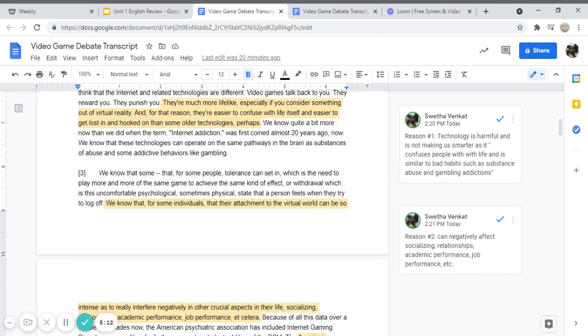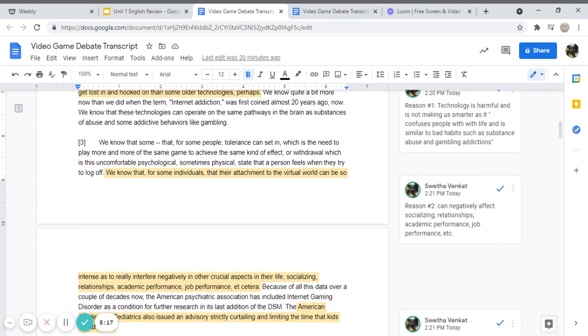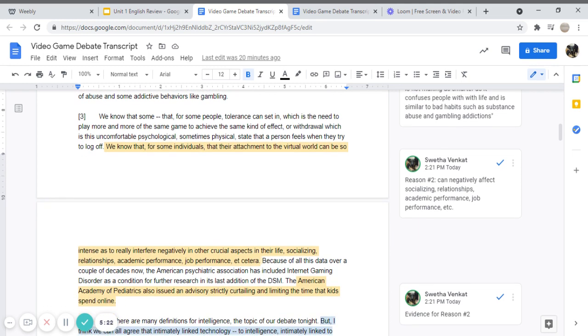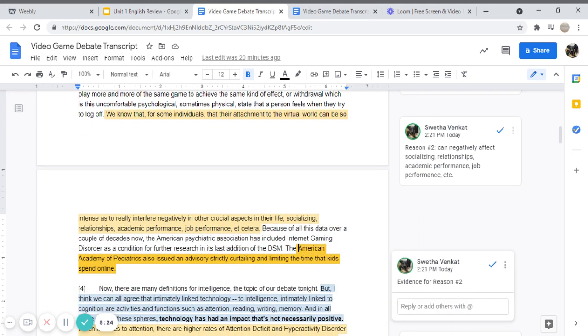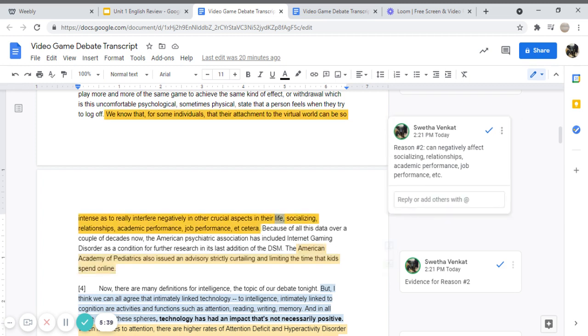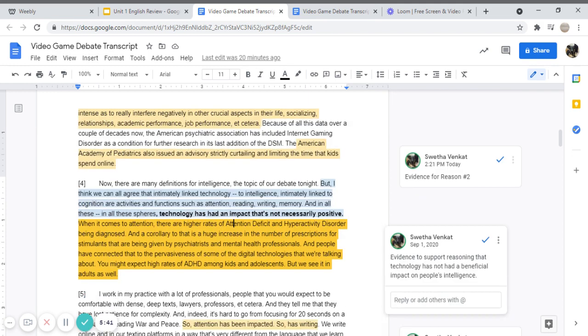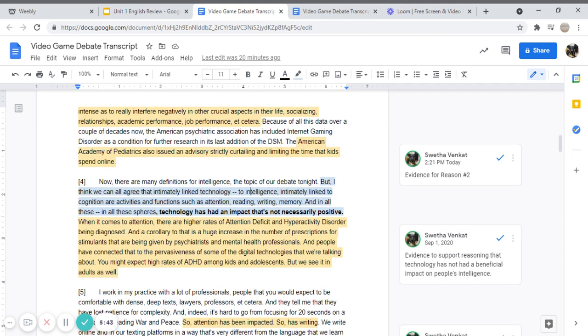Another reason is that it can negatively affect socializing, relationships, job performance, etc. And the evidence is that the American Academy of Pediatrics has issued an advisory strictly curtailing and limiting the time that kids can spend online, as research shows that it negatively affects all this stuff such as socializing, relationships, academic performance, etc.